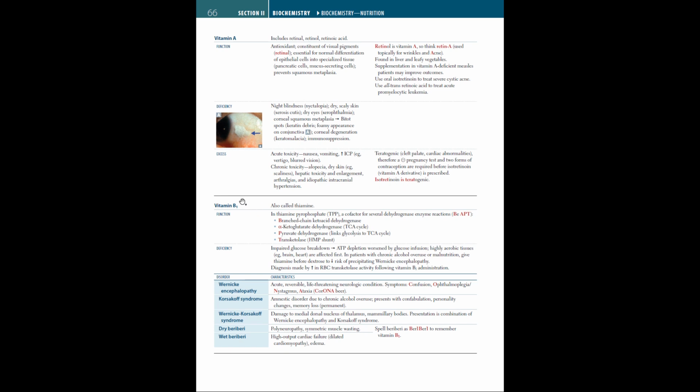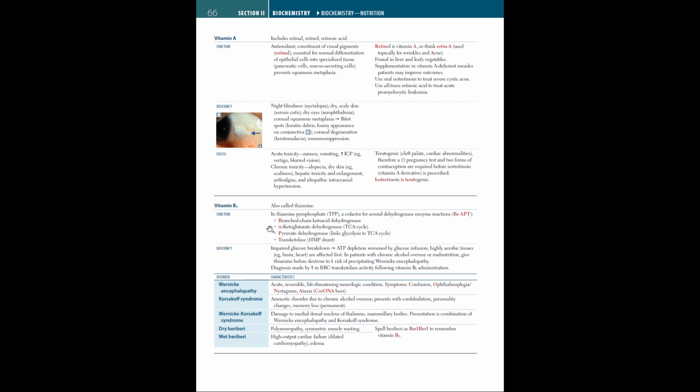Next, we have vitamin B1, also known as thiamine. Now, the function of thiamine, or thiamine pyrophosphate, TPP, is a cofactor for several dehydrogenase enzyme reactions. So, for example, they help in branched-chain keto acid dehydrogenase, alpha-ketoglutarate dehydrogenase, which is in the TCA cycle, pyruvate dehydrogenase, which links glycolysis to the TCA cycle, and transketolase, which is in the HMP shunt.